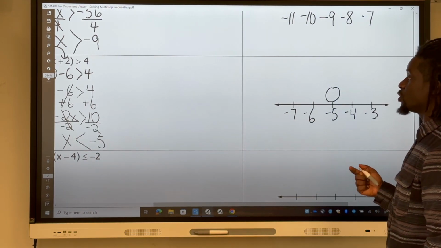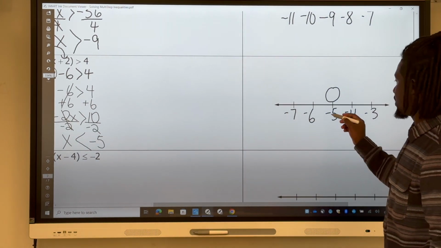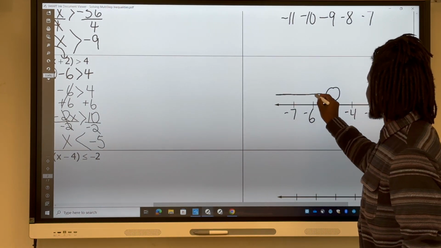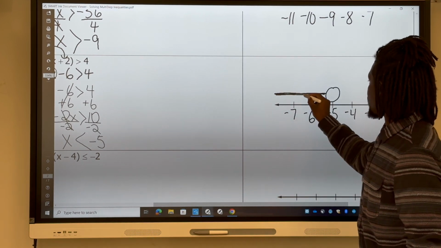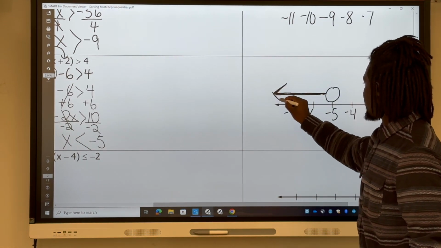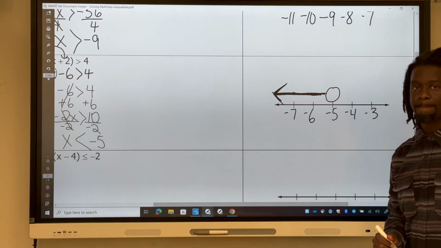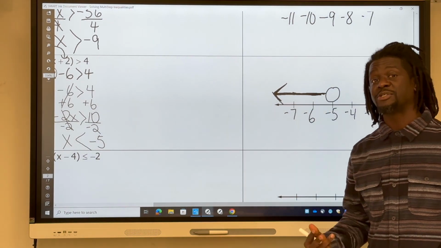So which numbers would be less than? Well, negative 6 and negative 7, those numbers are less than because they are farther away on the negative side. So I'm going to shade in that direction. All right, that's question number 2.